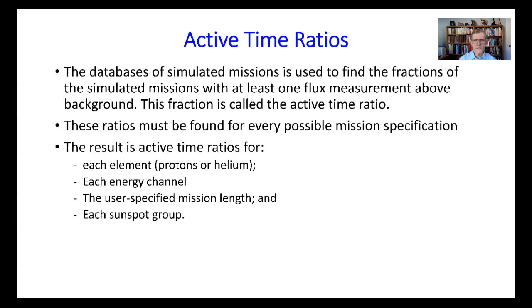Next, we needed to consider the active time ratio. This is the fraction of time that the radiation environment at Earth is above background. We calculated this using this large database of simulated missions. So we calculated the fraction of all missions that were above background, and we did this for every possible mission specification. So there's an active time ratio for each element, each energy channel, each user specified mission length, and each sunspot group.